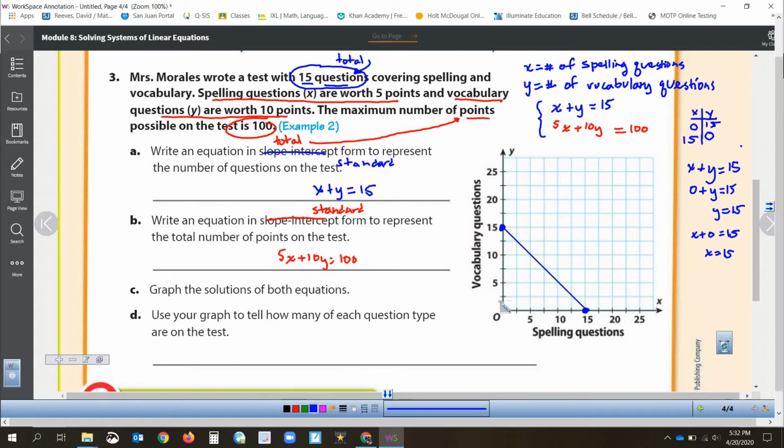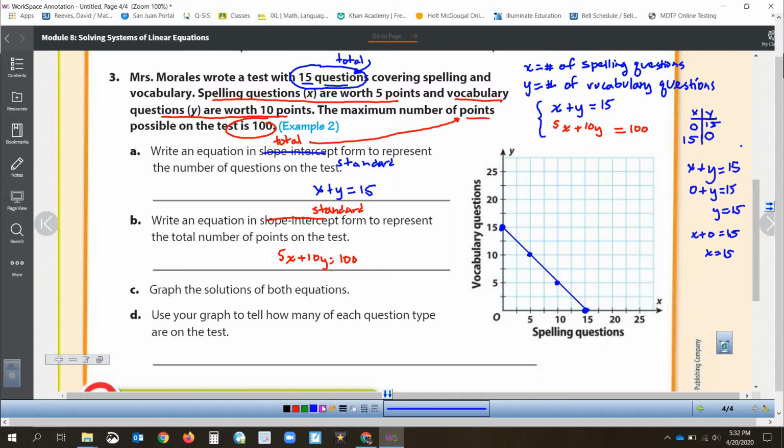So we could have 0 and 15. Take a look at this one right here. That's 5 and 10, that also adds up to 15, right? 10 and 5, that also adds up to 15. We're not going to really have parts of questions, so technically this line really shouldn't be solid like this. But this would represent all the number of questions we could have that add up to 15.